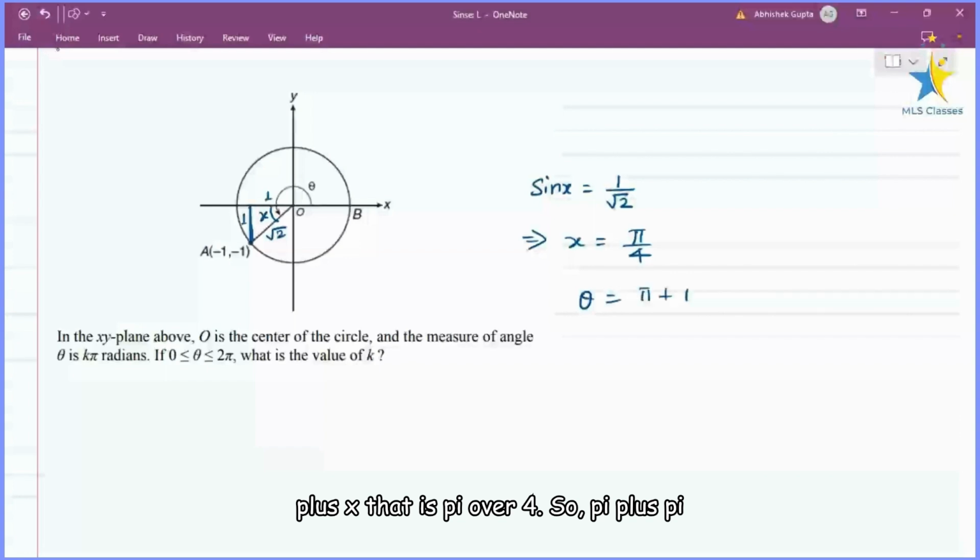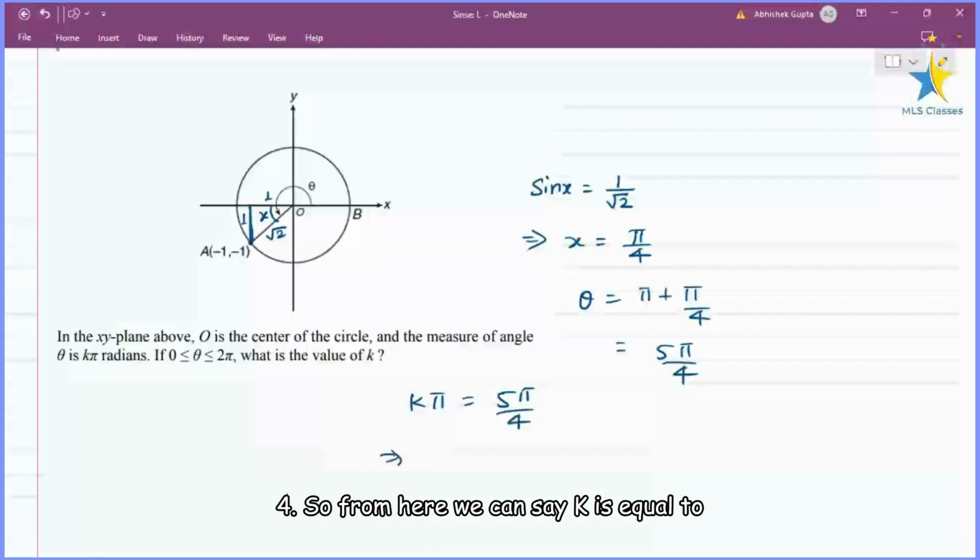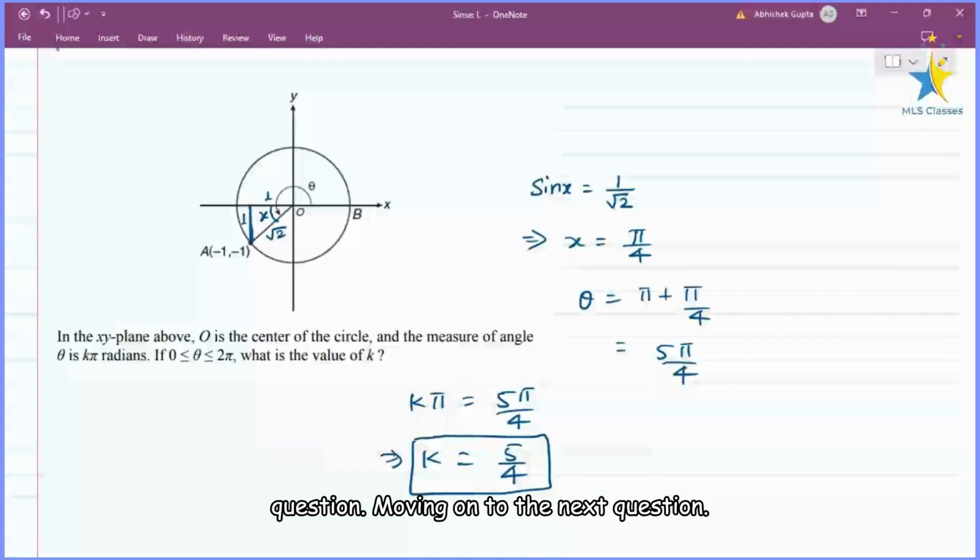So pi plus pi over 4 will be equal to 5 pi over 4, and it is given that it is k pi radians. So k pi is equal to 5 pi over 4. So from here we can say k is equal to 5 over 4. So that is how we can solve this question. Moving on to the next question.